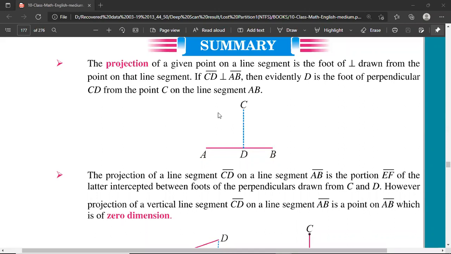This is from chapter number 8, and from chapter number 8 we have to learn a few definitions first. First one is about the projection of a given point. So we have to understand this word, the projection of a given point. This is the definition: the projection of a given point on a line segment is the foot of the perpendicular drawn from the point on that line segment. So this is the statement or the definition, and the next part is about the example.